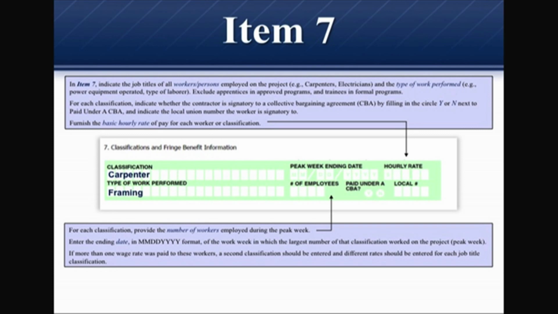For each classification, you should provide the number of workers employed during the peak week of construction on the project. This allows you to provide information on your greatest number of employees. Enter the week ending date for that peak week. Indicate the hourly rate paid for the listed employees and the number of employees paid that rate in that week. List employees paid different wage rates, fringe benefits, on separate lines.